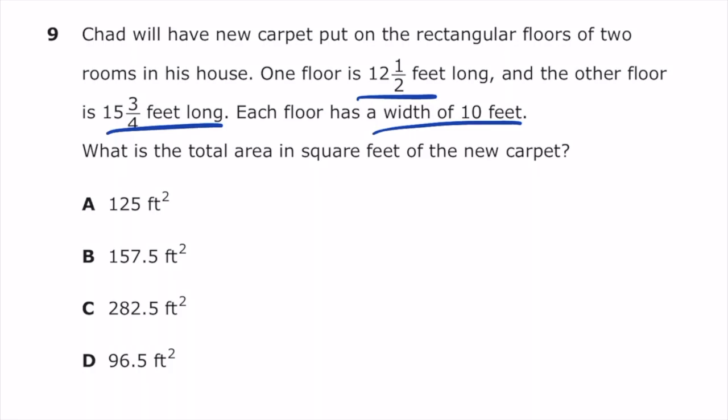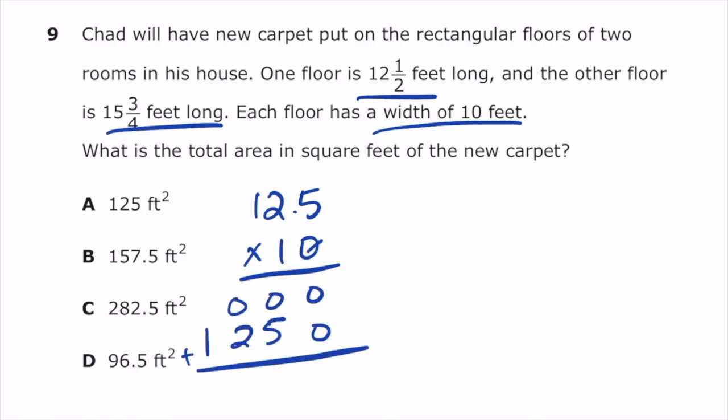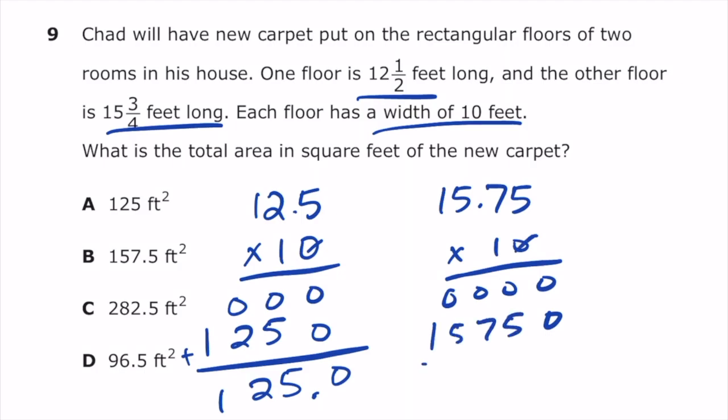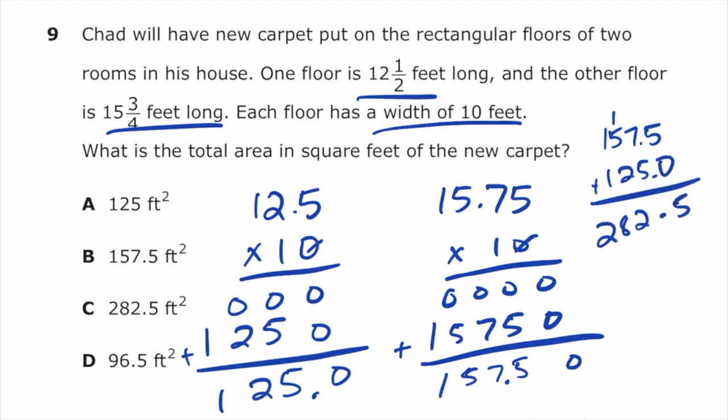So this is just going to be a multiplication problem. So we're going to multiply 12.5 by 10. We're also going to multiply 15 3/4 by 10, and then we're going to add our 2 areas together. So 12.5 times 10 is going to end up giving us 125, and then 15.75 times 10 is going to give us 157.5. Then we just need to add those 2 numbers together, and once we do that, we should get 282.5, which is letter C.